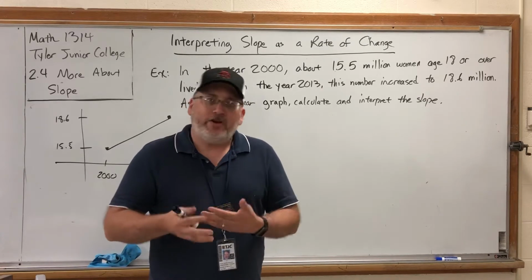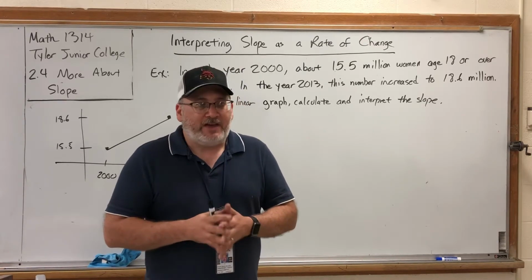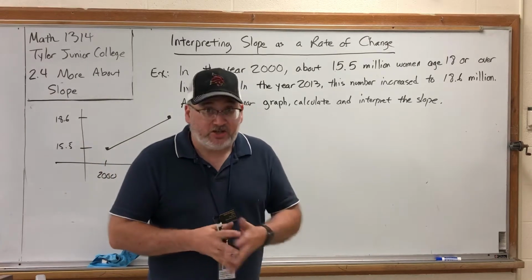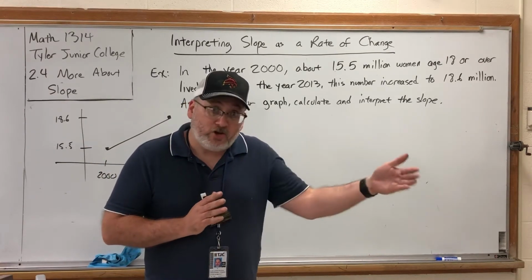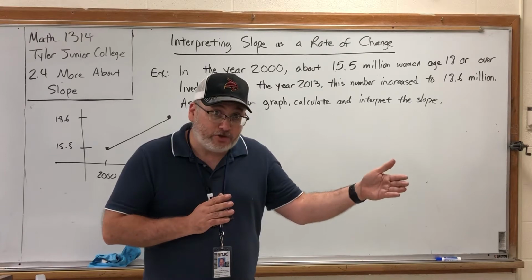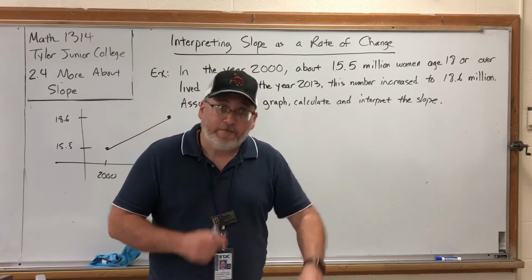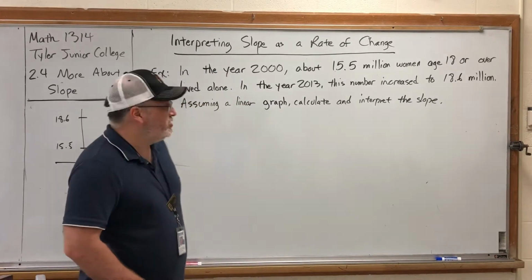For example, 35 miles per hour means that as long as your speed is consistent, you will increase your distance 35 miles per 1 hour that you drive. Well, any slope can be interpreted the same.